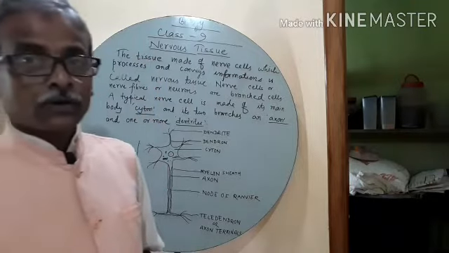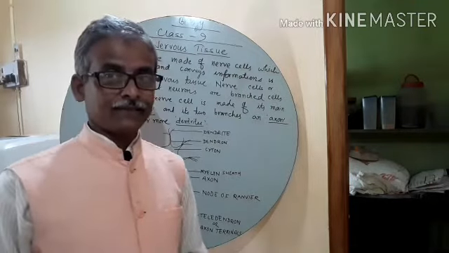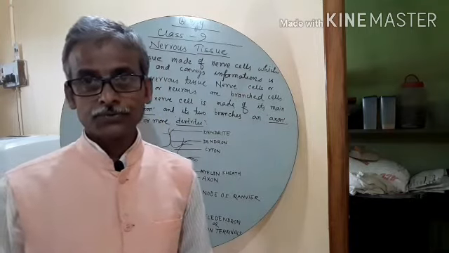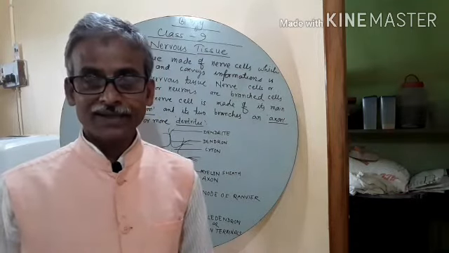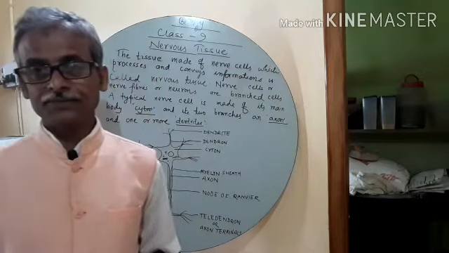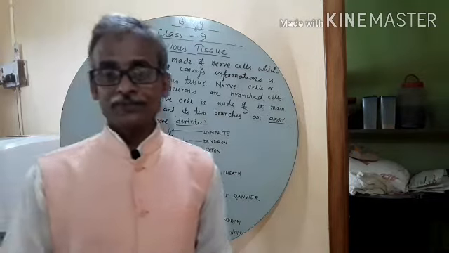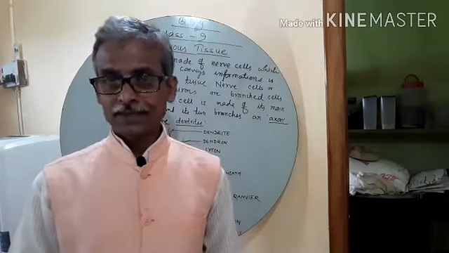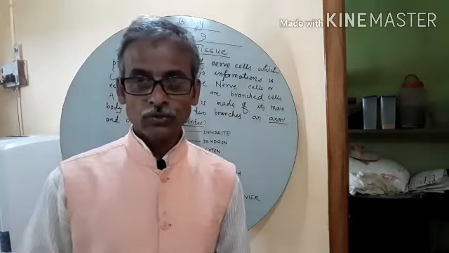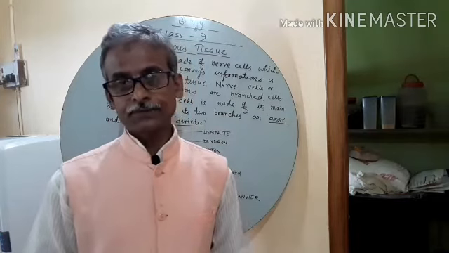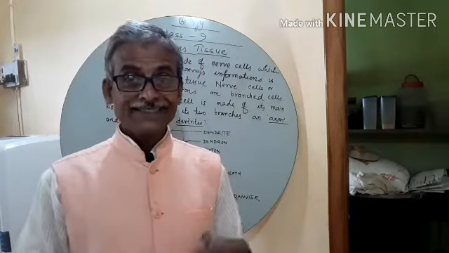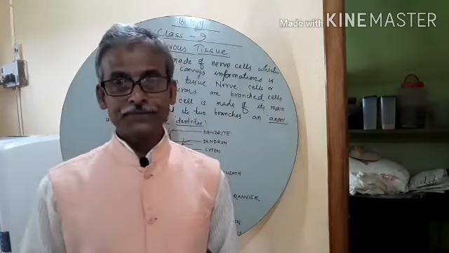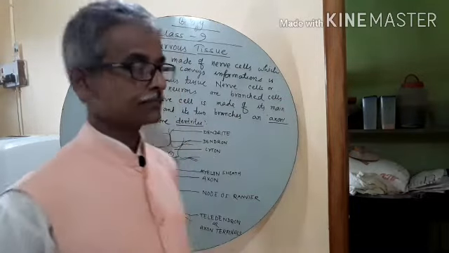Actually, all these incidents are the work of a network of a special type of cells. Those cells are nerve cells, or neurons, or nerve fibers. These cells make a special tissue that is known as nervous tissue.